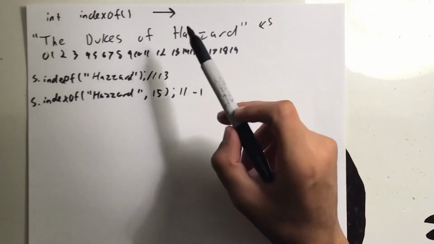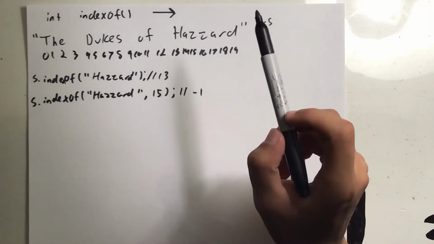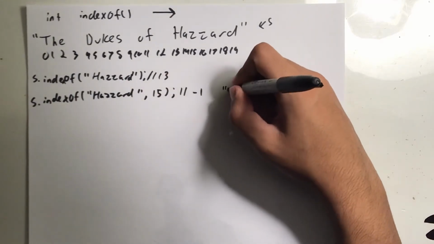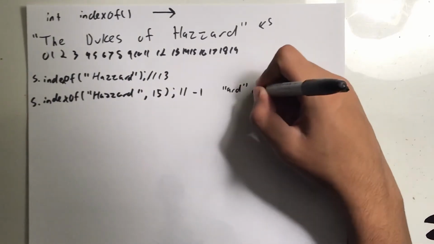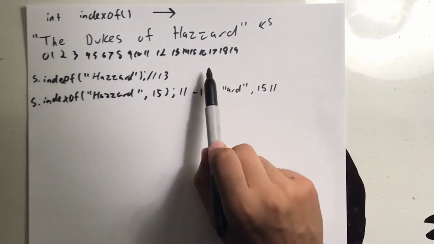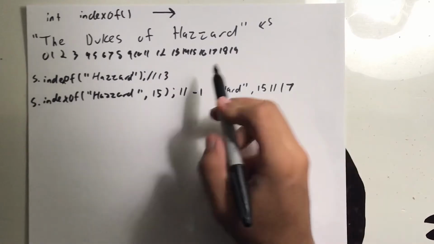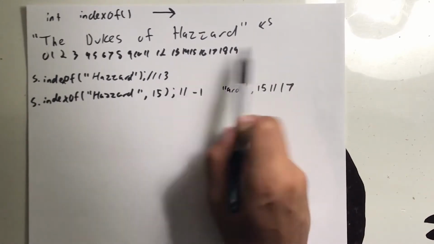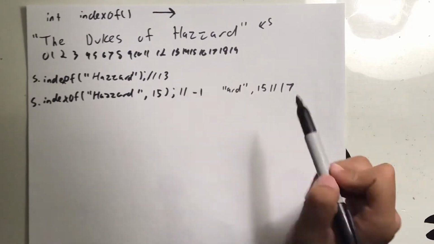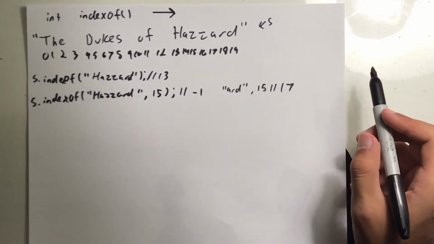Let's say it was, how about ard? If it was ard, comma 15, then it would print 17. You start at 15 and you go from left to right, so this way, right? And you look at the first instance of ard, which starts at 17. So the answer would be 17.